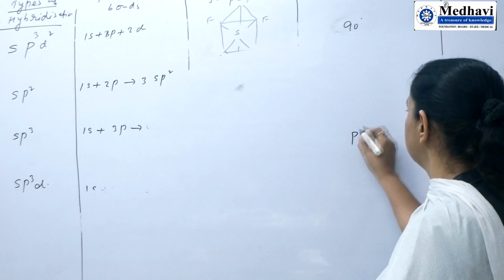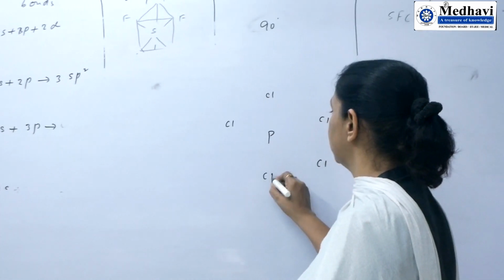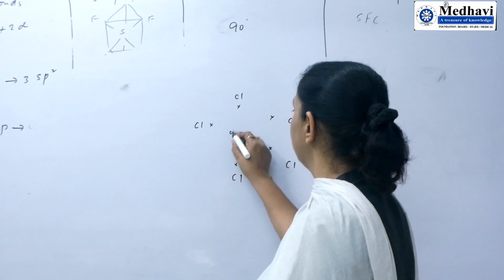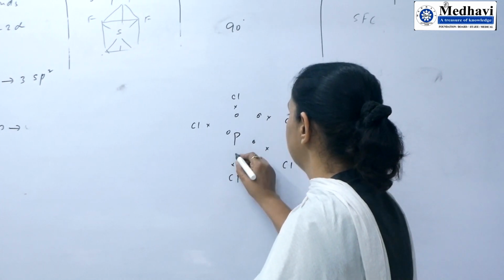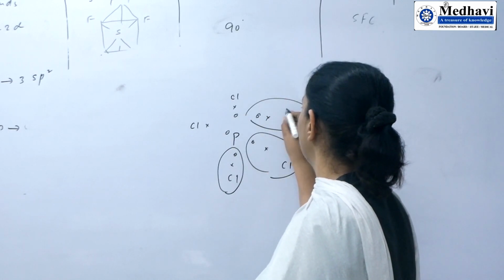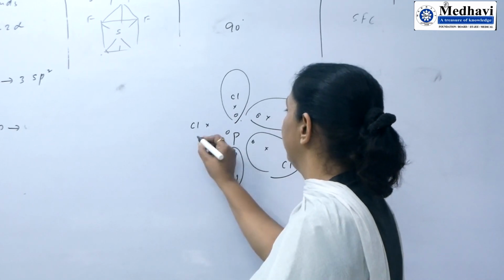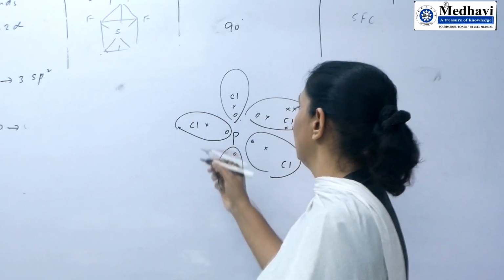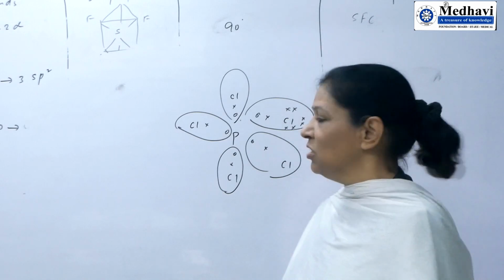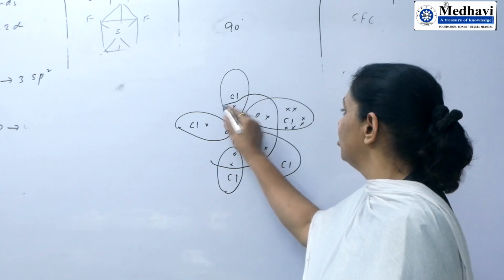This is phosphorus. 5 Cls are there. First you just draw the dot structure. So I am using only 1 electron of chlorine. Phosphorus has 5 electrons. I am not using the outermost electron of chlorine. That I have already explained in my previous video. When we are going to make questions based on competition, time factor is very important. So no need to show this part, only you need to understand that how many types of bonds will develop.